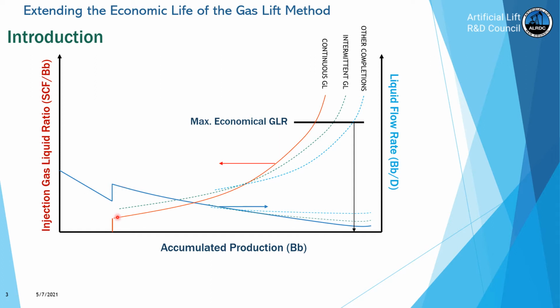On the other hand, the injection gas liquid ratio, represented here by this red curve, will increase as the reservoir pressure declines until a point is reached at which we are no longer capable of producing the well in an economic fashion. Before this point is reached, we can go from continuous to intermittent gas lift to lower the injection gas liquid ratio and increase the liquid production.